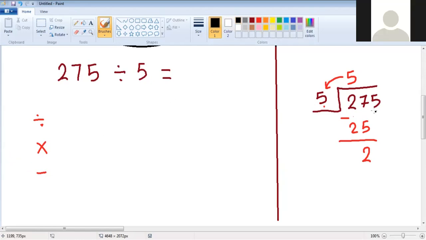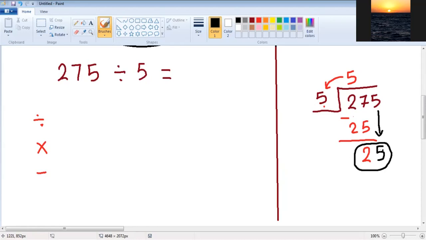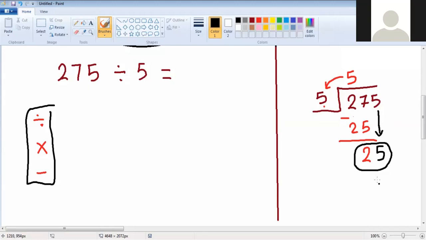After subtraction, what should we do? We have to bring this digit down. Now we have here 25. Can you see it? We are going to do the same operations again, which is division, multiplication, and subtraction. 25 now divided by 5. Can we do it? Of course, because 25 is bigger than 5. 25 divided by 5 is 5. Write 5 on the top.